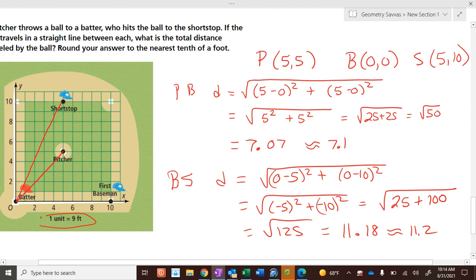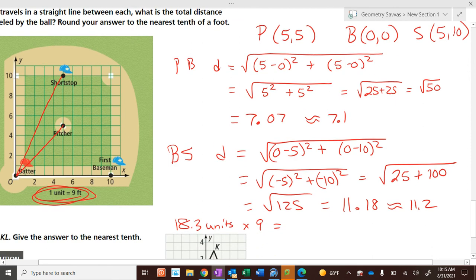Now, there's a big part of this question that's right down here. This is not in feet. 1 unit is a foot. So this is the number of units the baseball traveled. So it traveled 18.3 units. But to get the number of feet, we have to multiply that by 9. Somebody take 18.3 times 9. Tell me what it is. 164.7 feet. That's how many feet that baseball traveled from the pitcher to the batter and the batter to the shortstop.